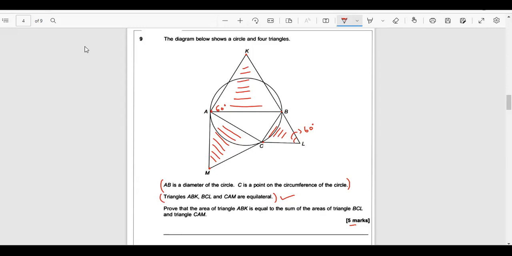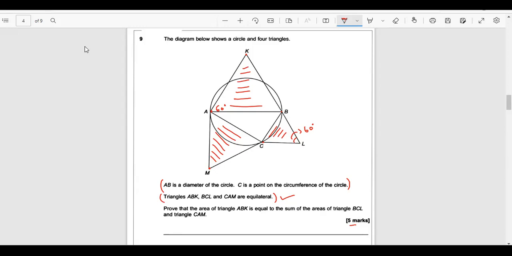AB times root 3 over 2, AB times half equals root 3 over 4 AB squared. For finding the area of triangle ABK. And then the area of triangle BCL is going to be BC times root 3 over 2, BL times a half, which equals root 3 over 4 BC squared. All right.